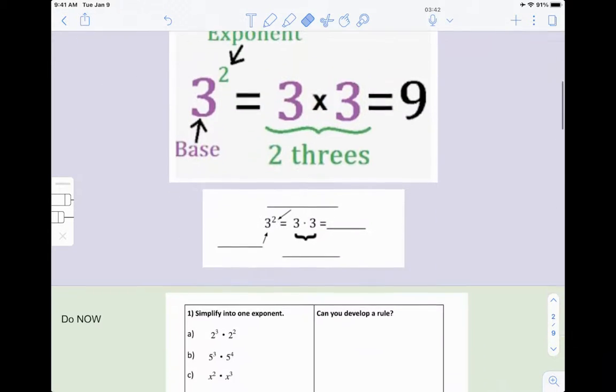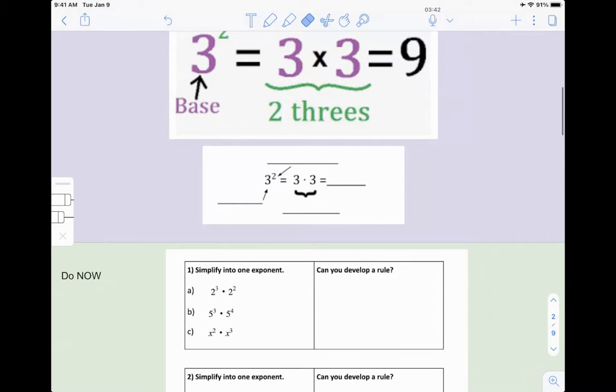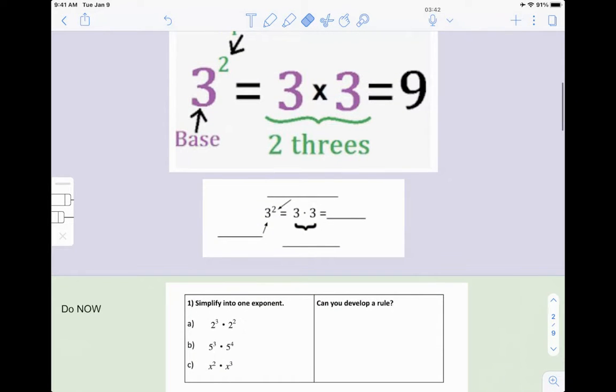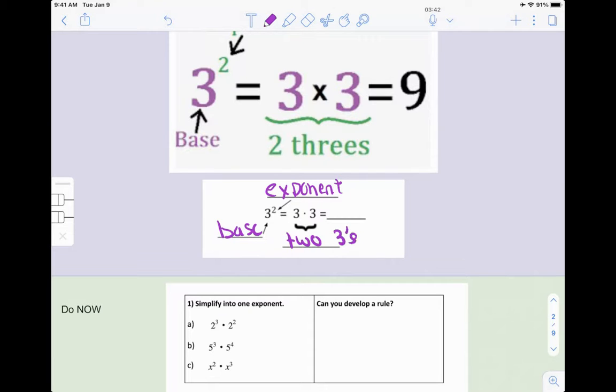So the first thing I'm going to have you do is fill out the 3 squared equals 3 times 3. I want to remind you that the 2 is called the exponent. The 3 is the base, and you are multiplying the base by itself 2 times. So you're multiplying 2 3's, and when you do that, you have a product of 9.